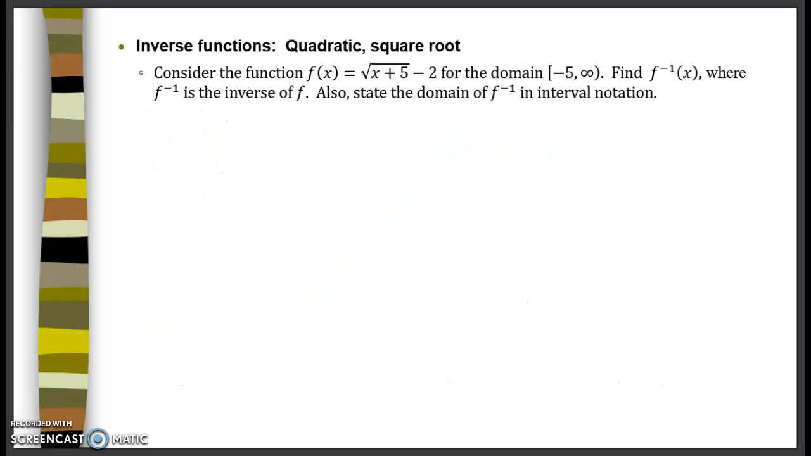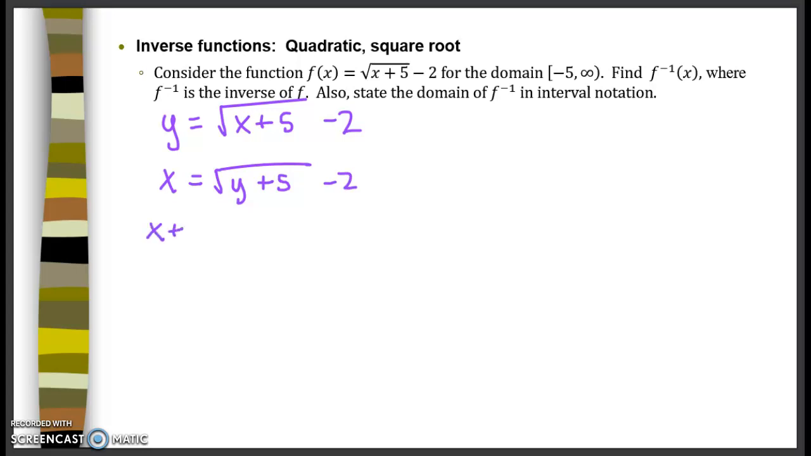Now let's do this function. We consider the function f of x equals the square root of x plus 5, minus 2. Okay, so how do we find the inverse of this function? Well, we say y is f of x, or our outputs. This was the square root of x plus 5 minus 2. When we flop it over the y equals x line, we swap x and y, so x equals the square root of y plus 5 minus 2. So we add 2 to both sides, and we get x plus 2 equals the square root of y plus 5.